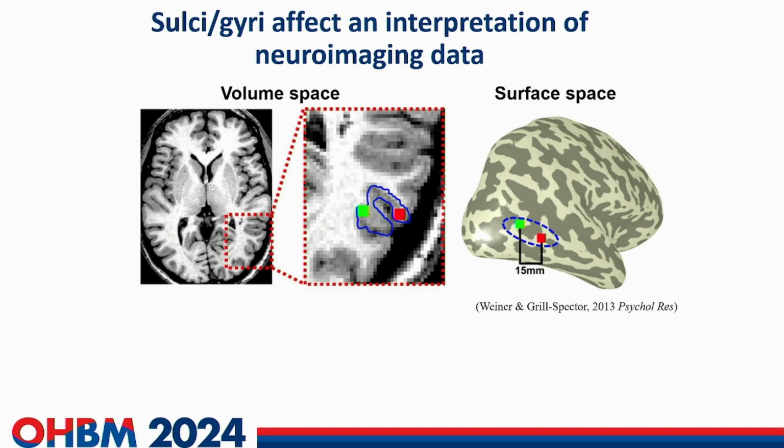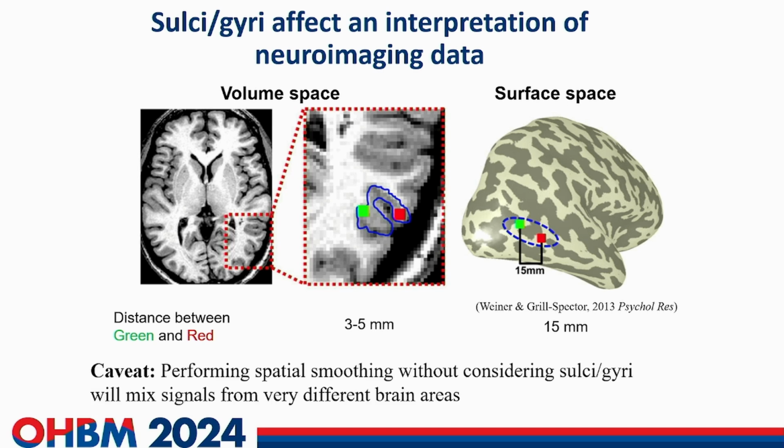Then if you are checking this green and red, you may see some differences, because in the volumetric space, green and red are just 3 to 5 millimeters away, but in the surface space, they are far distant. It's a very different area. What I mean is, if we are performing spatial smoothing without considering sulci and gyri, you can easily mix signal between green and red. But looking at the surface representation, this green and red are very far from each other.